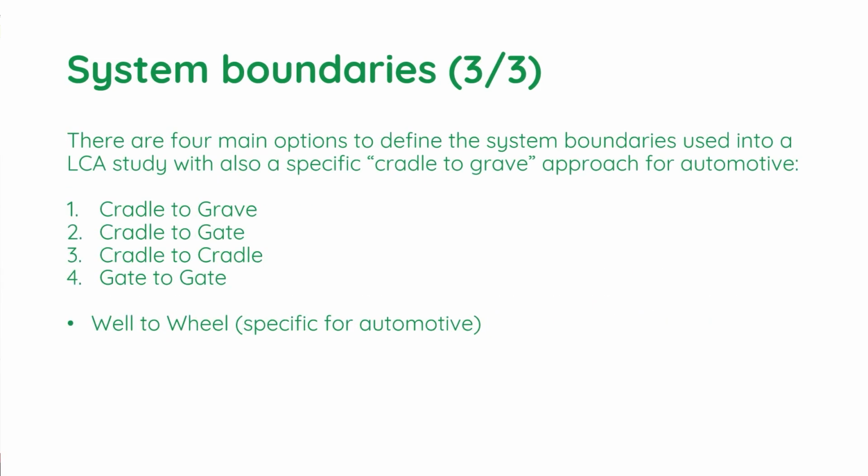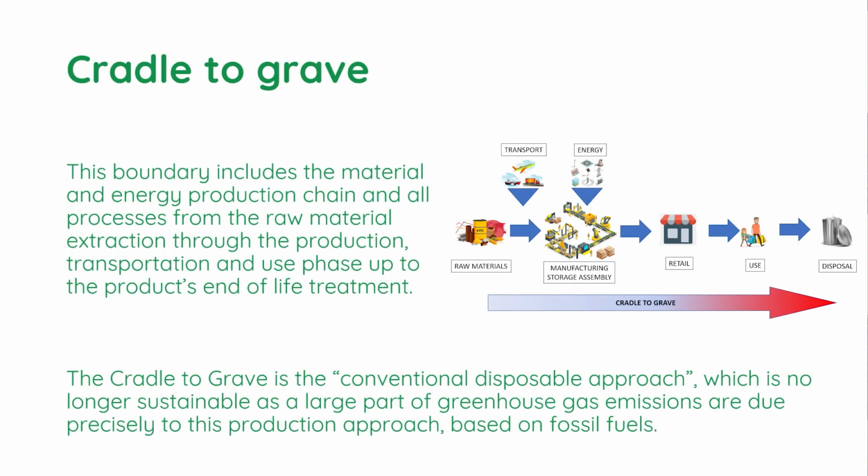Still talking about system boundaries, we have to say that there are four main options to define the boundaries used in an LCA. These are cradle to grave, cradle to cradle, cradle to gate, and gate to gate, and also well to wheel, which is specific for automotive. But let's start with the very first one, which is cradle to grave.